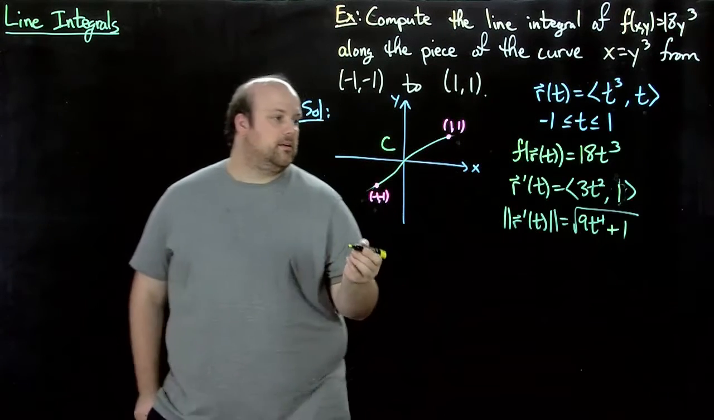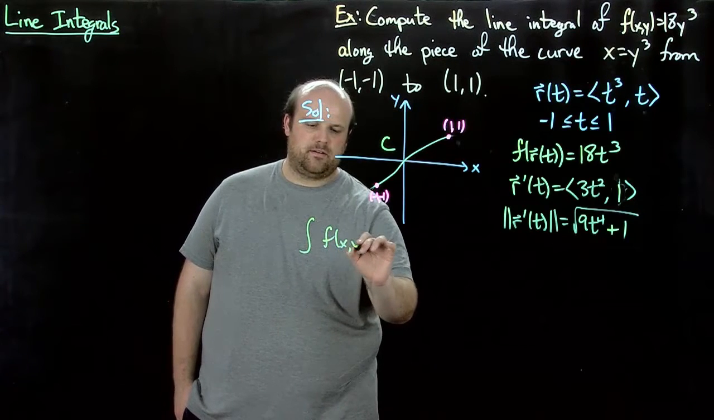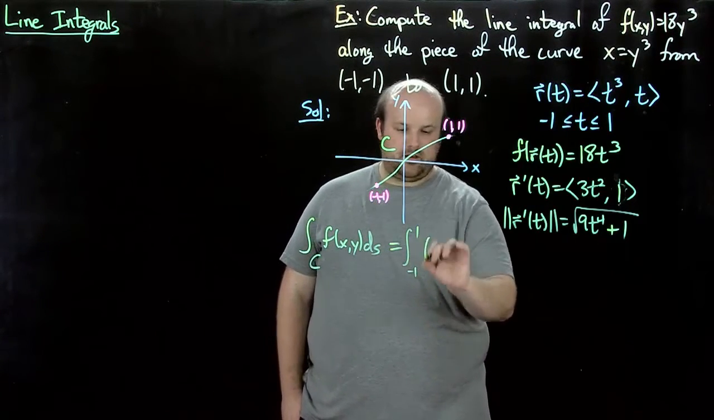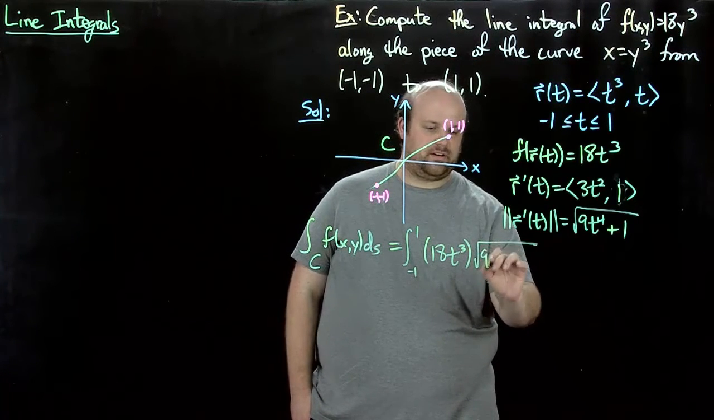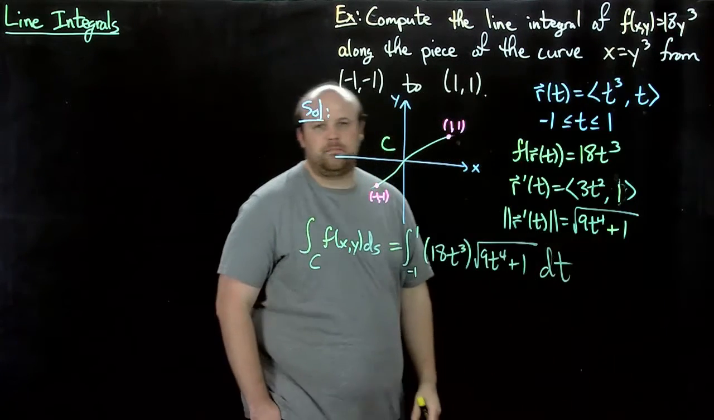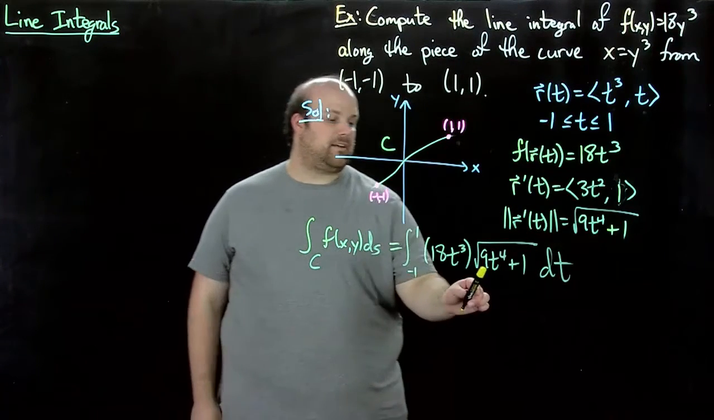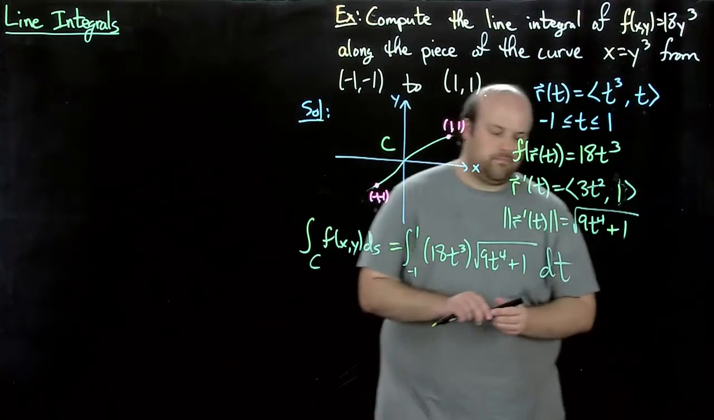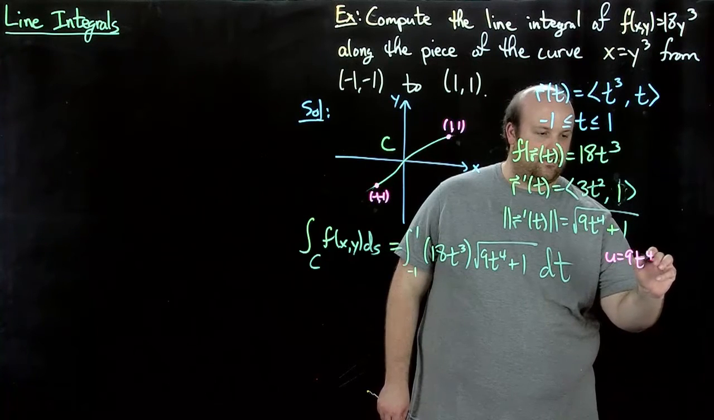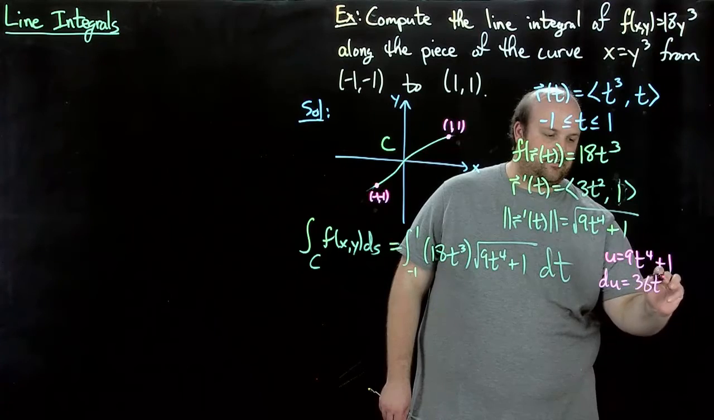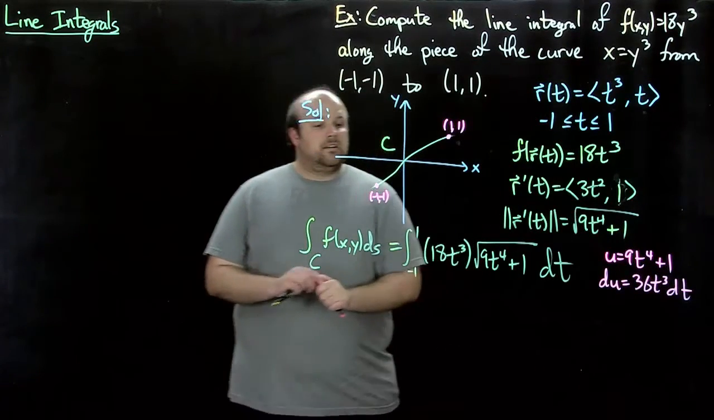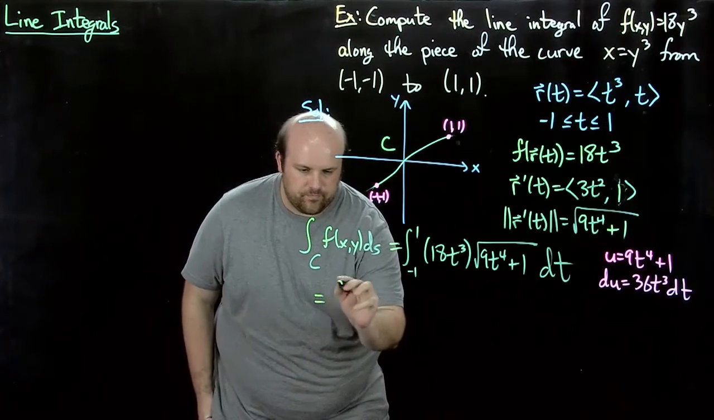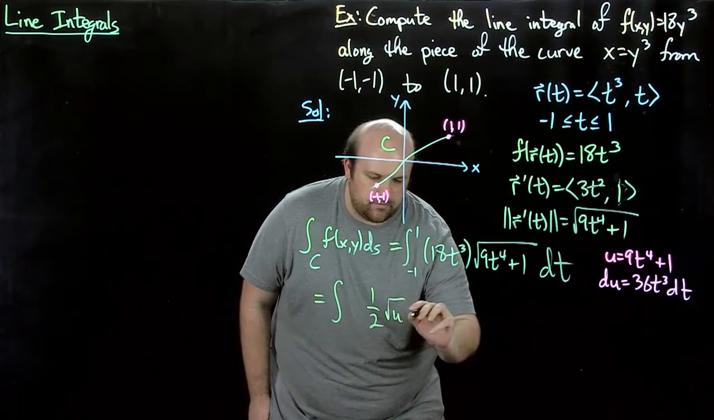Now we can compute the line integral. So the line integral of f of x, y along C is given by the integral from -1 to 1 of 18t cubed times the square root of 9t to the fourth plus 1 dt. Well, under the radical we have this 9t to the fourth plus 1, and outside we have this t cubed, so we can do a u substitution here. So u is 9t to the fourth plus 1. du is 36t cubed dt. Well, this is exactly 1/2 of that, so what we get then is 1/2 square root of u du.